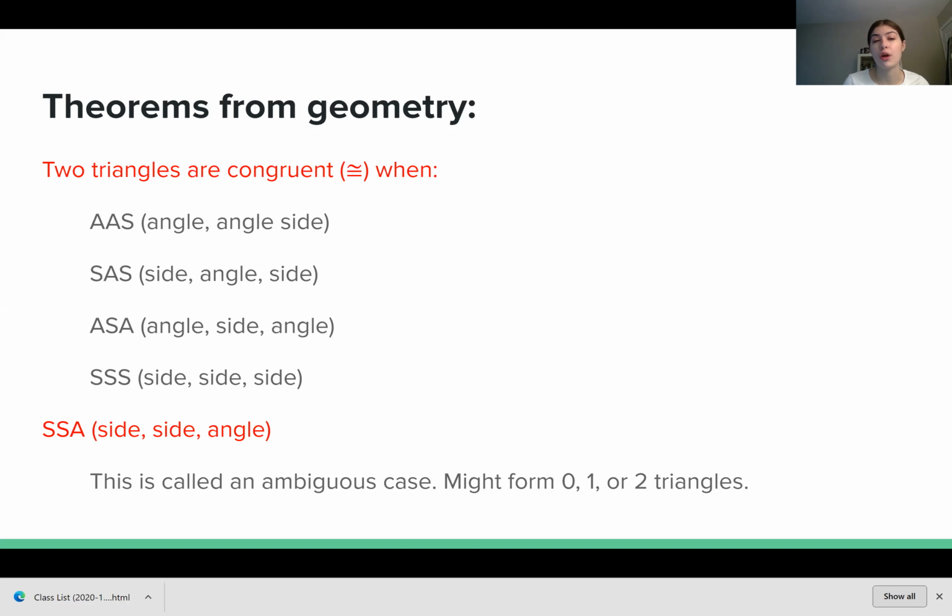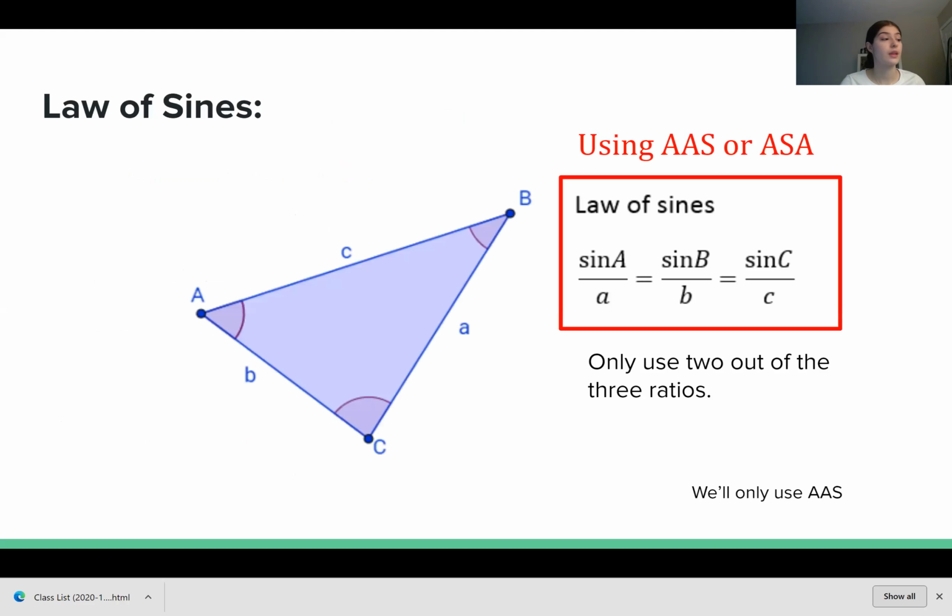It doesn't have one proper answer in the way that the other first four theorems will have proper single answers. The side-side-angle case doesn't work so well. That's just a fact that I need you to keep in mind, but we're not going to do any examples with that. So with that being said, let's move on to actual examples.